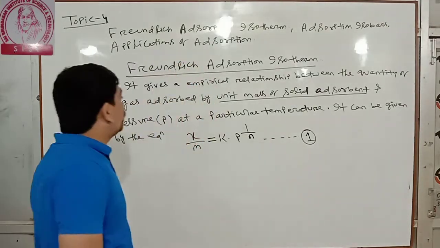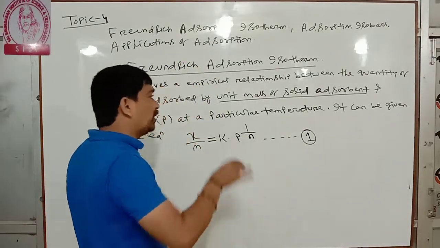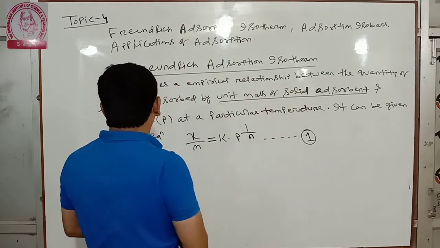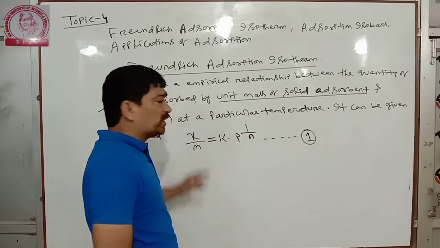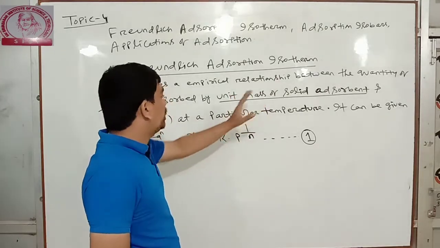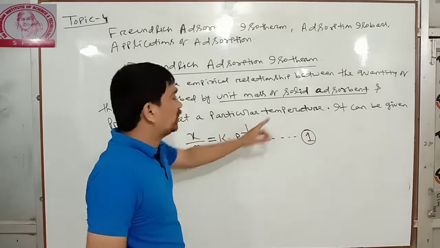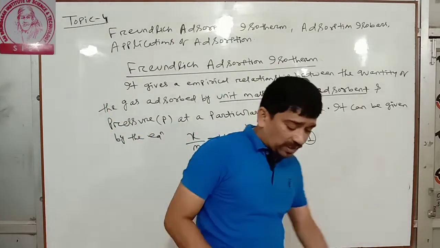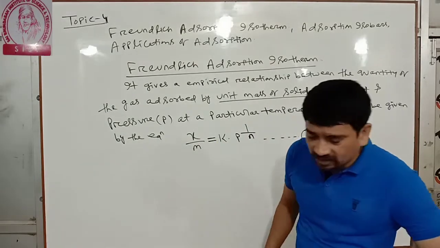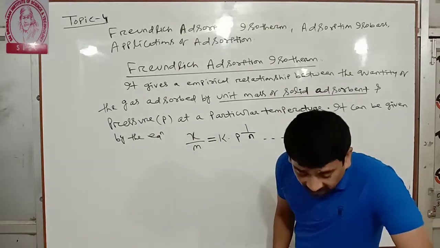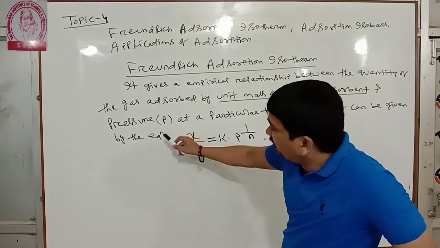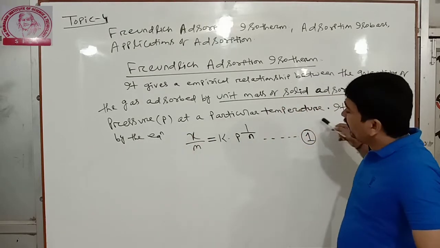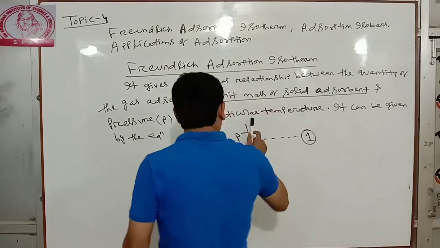So the Freundlich adsorption isotherm gives the relationship between the quantity of gas adsorbed by unit mass of solid adsorbent and pressure P at a particular temperature, that is, at constant temperature. It is given by the relation x by m equals k into p to the power 1 by n.